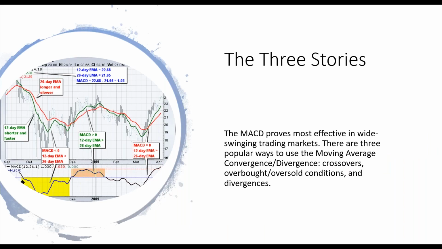Now, the MACD gives us 3 different stories. The MACD proves most effective in wide swinging trading markets. There are 3 popular ways to use the MACD. The first is crossovers, the second is overbought and oversold conditions, and the last is divergences.